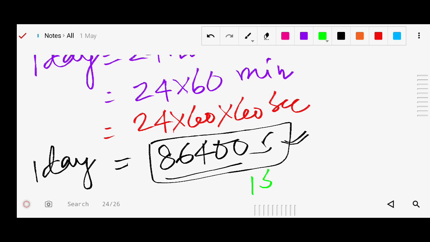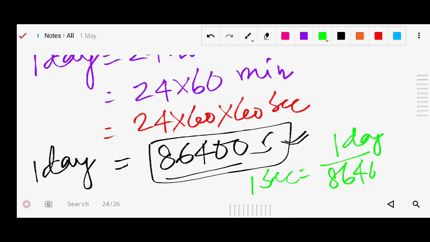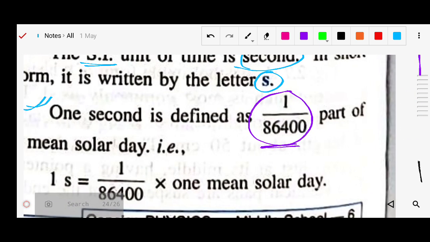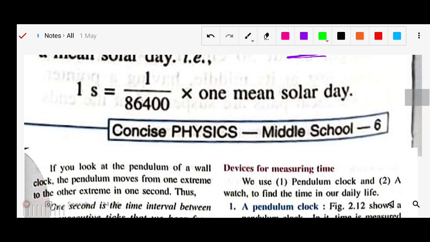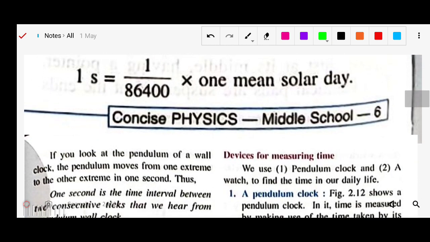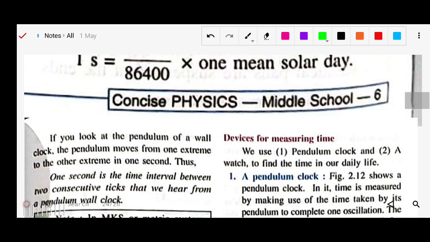So now can we write this? 1 second equals 1 day by 86,400. This 1 day is a solar day. So 1 second equals 1 by 86,400 of 1 mean solar day. Okay, so this is about time, what time is and what its unit is.